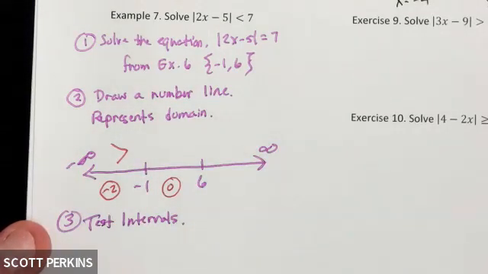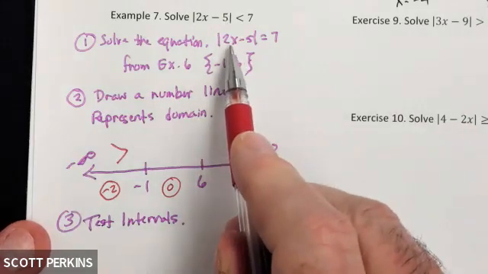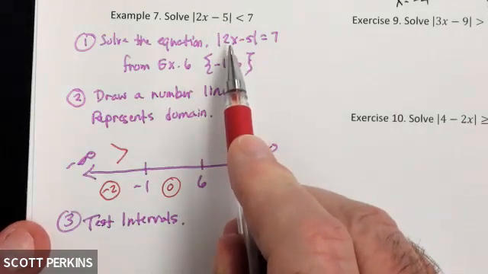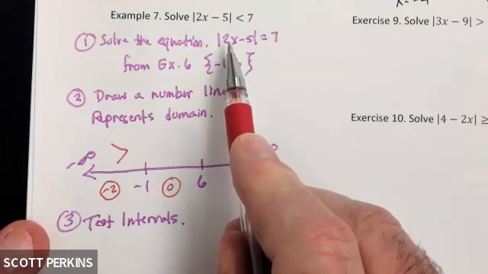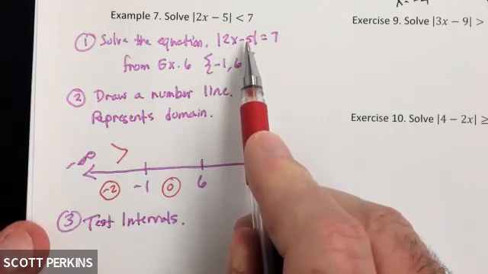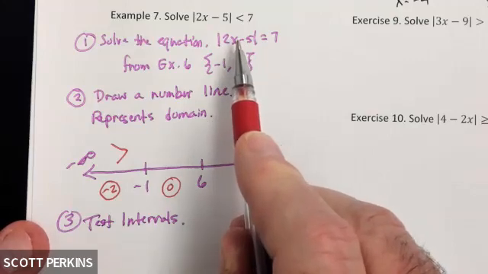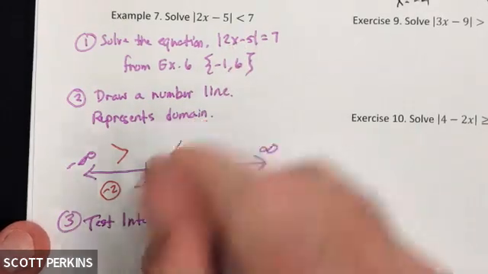Yes. We're going to plug in 0 into our original absolute value. So I'll do that. Again, just to make sure you're awake, 2 times 0 is? Minus 5 is -5. And what's the absolute value of -5? 5. Is 5 bigger than 7 or less than 7? Okay, so I'm going to put a less than right there.